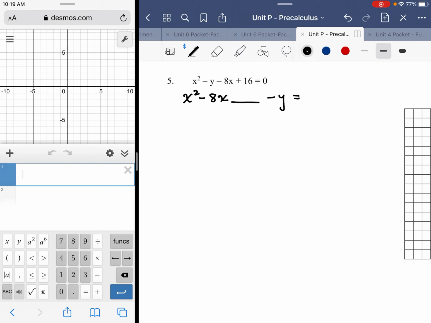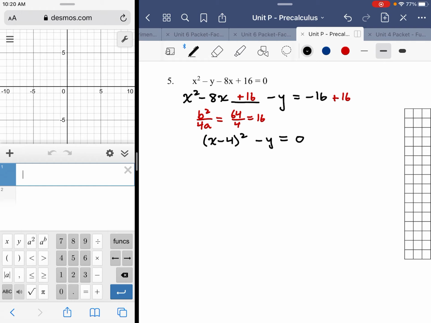I'm going to vacate the 16 and send that over to the other side. And then I'll use my nifty b squared over 4a technique to figure out the missing term for the x component. So 64 over 4 is 16. Depending on the numbers, you should be able to do that in your head. Add it to one side, you add it to the other. We're looking at x minus 4 squared minus y is equal to 0.